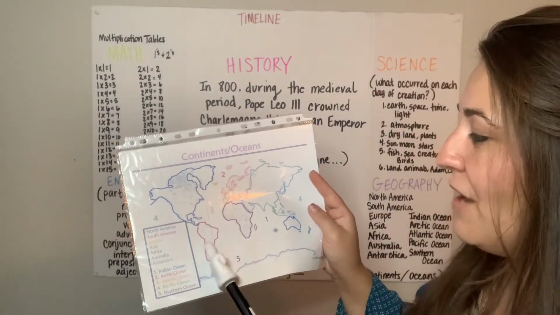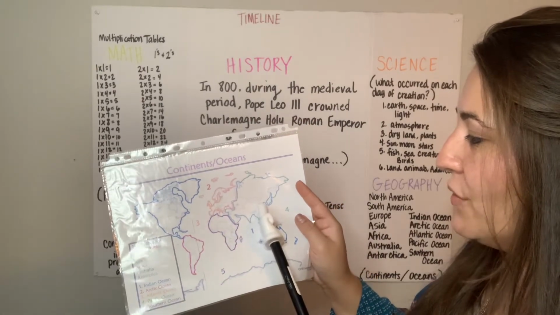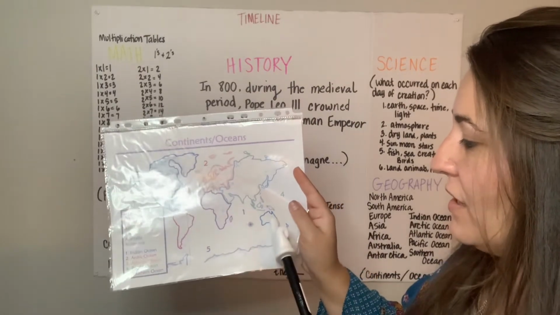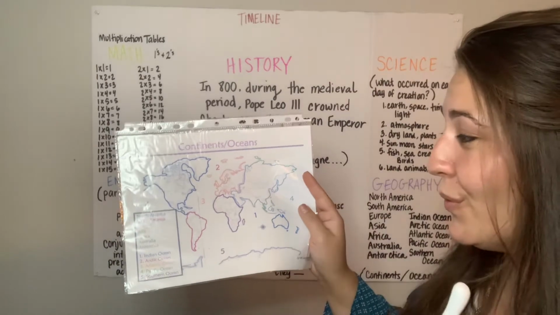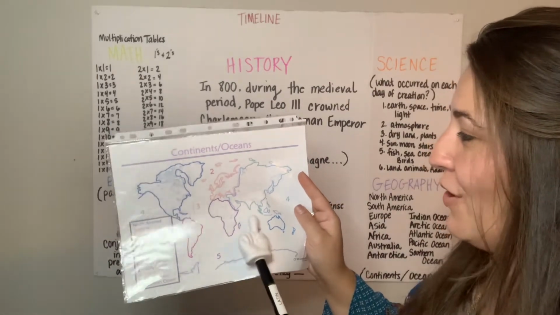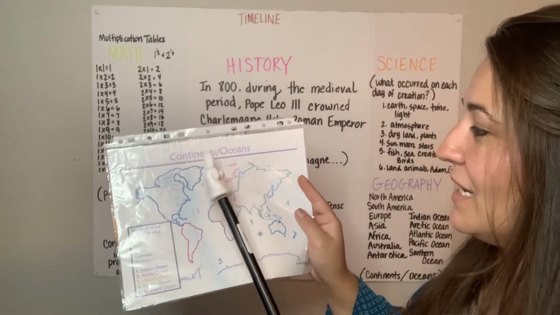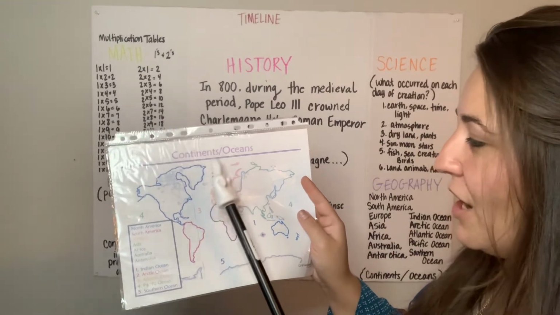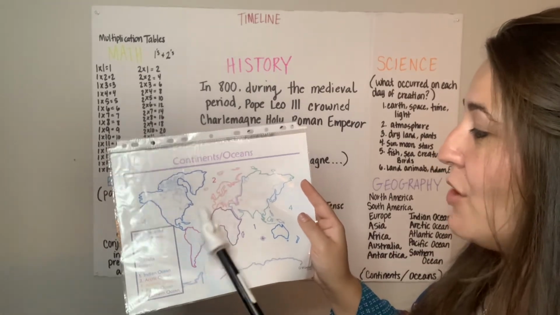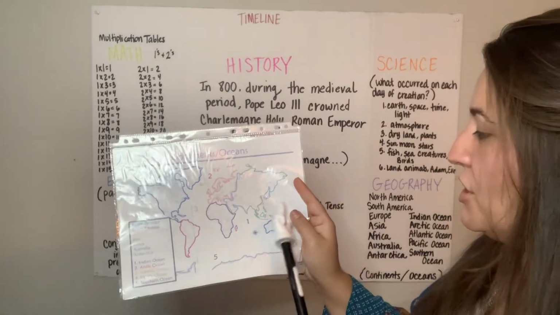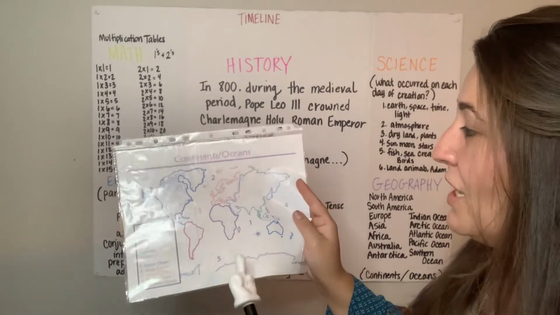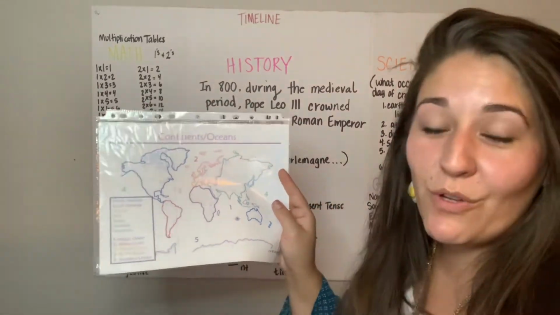North America, South America, Europe and Asia too. Africa, Australia, Antarctica, woohoo! Indian Ocean, Arctic Ocean, Atlantic Ocean, Pacific Ocean, Southern Ocean, continents and oceans were through.